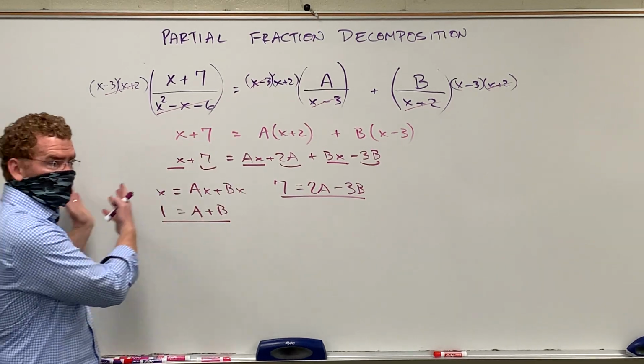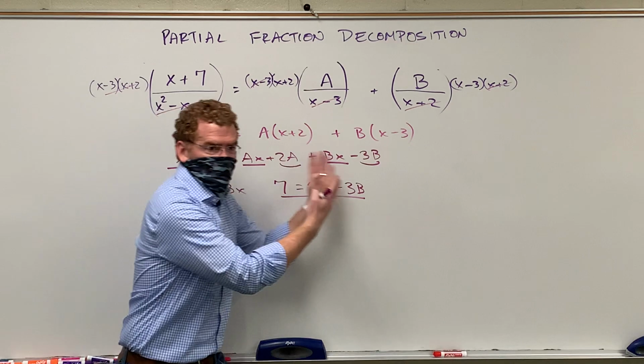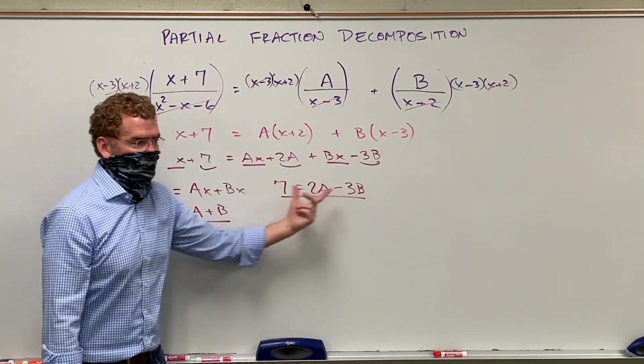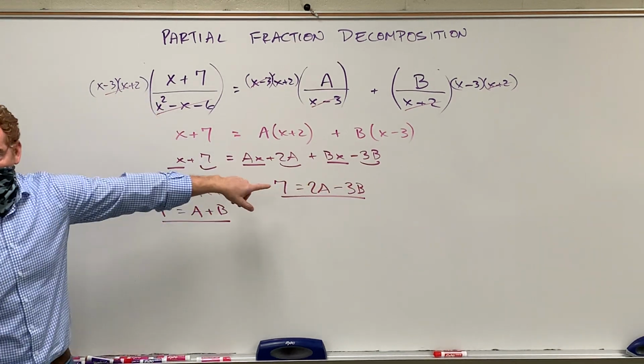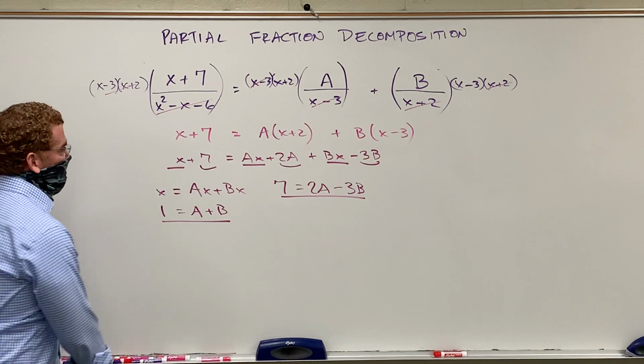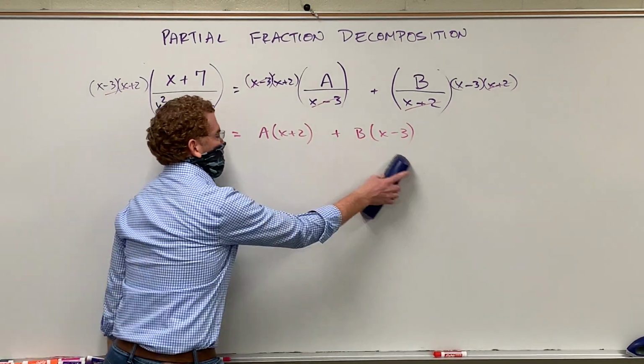I'd be comparing x cubes to x cubes, x squareds to x squareds, x's to x's, constants to constants, and I would have a whole bunch of these. Well, I want a better way than this. Although this is a strategy that I might have to pull out occasionally. So here's what I'm going to do. I'm going to be creative.